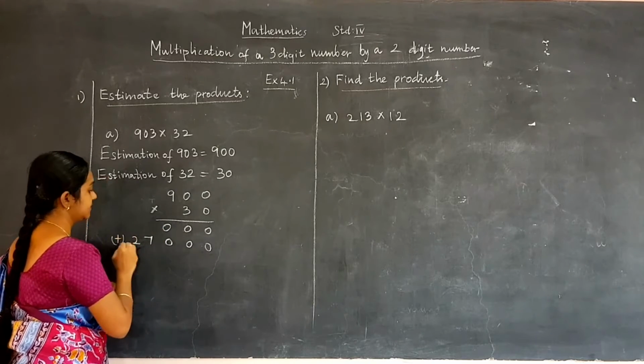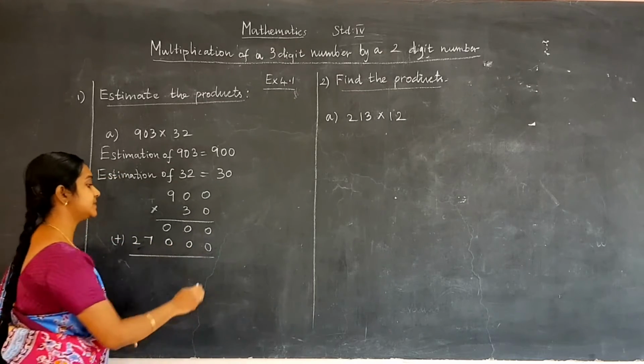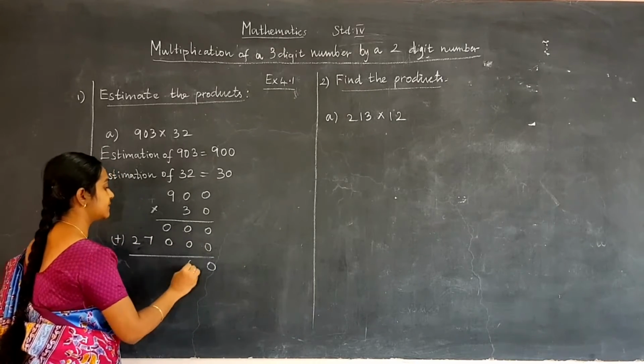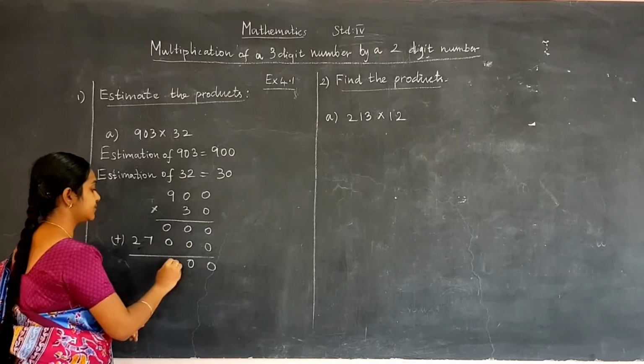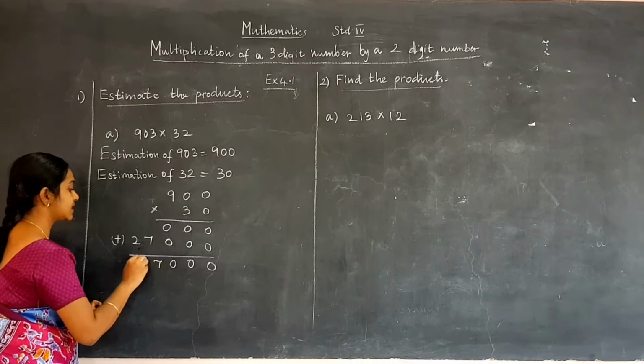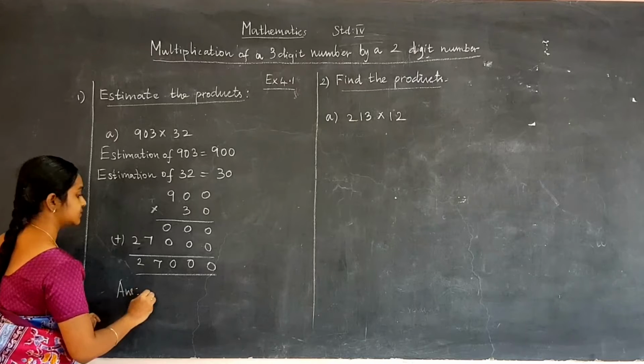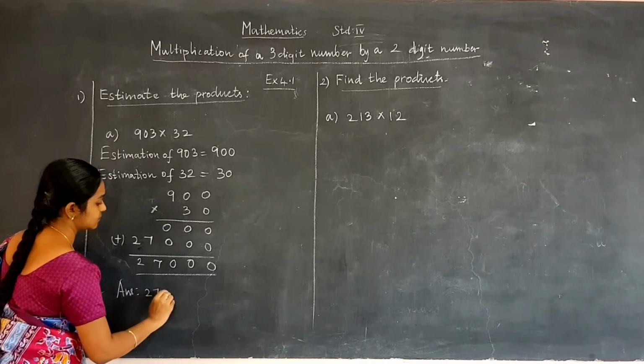Now we are going to add these two lines. 0 plus 0 will be 0, 0 plus 0 will be 0, 0 plus 0 will be 0. Here we don't have any numbers, so write 7 and 2 as it is. So the answer is 27,000.